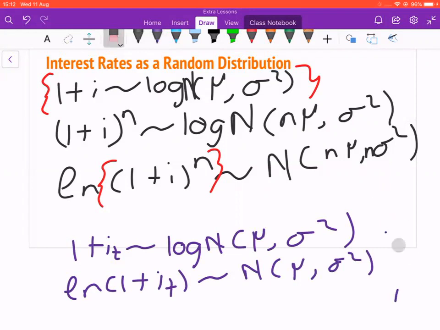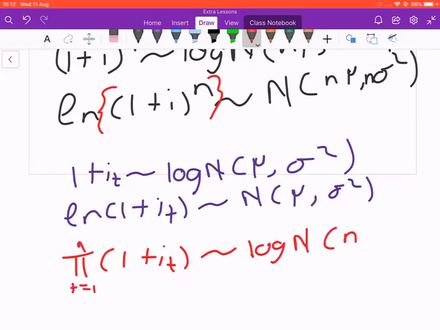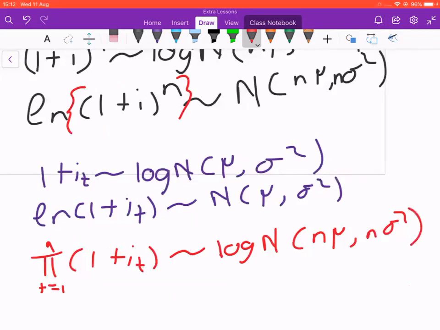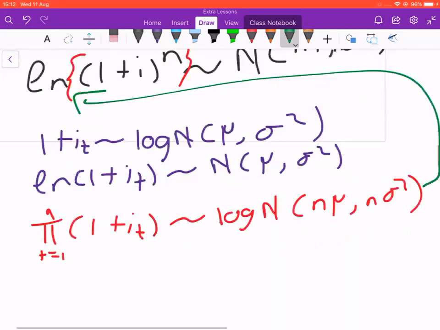This is just to emphasize again: if you have the product of 1 plus i_t, with t starting from 1 up to n, it is again going to be log normal with n mu and n sigma squared. The same thing applies when you take the ln. You are going to have a normal distribution, right?